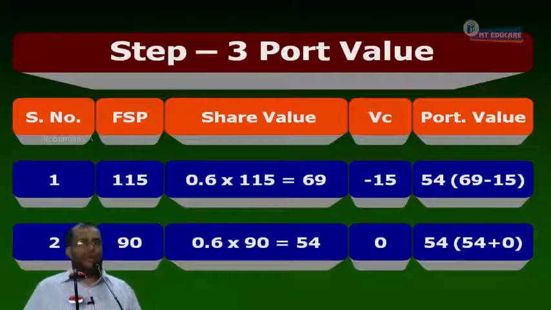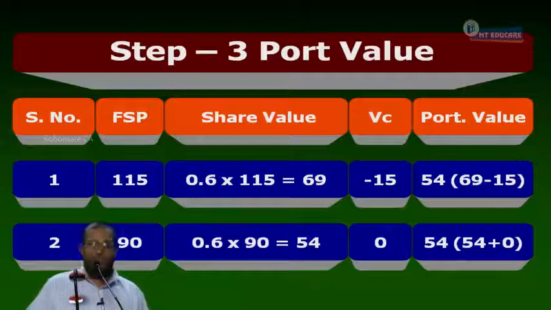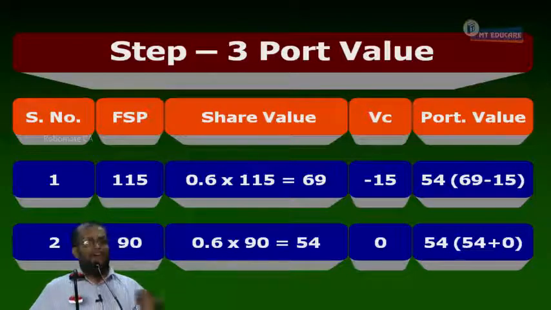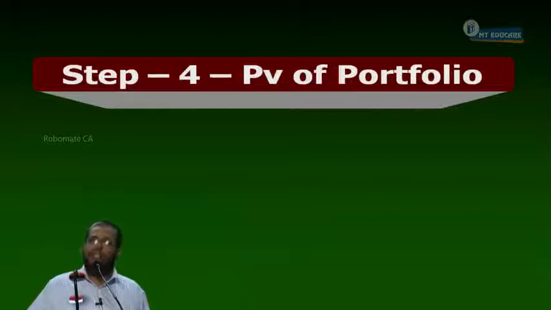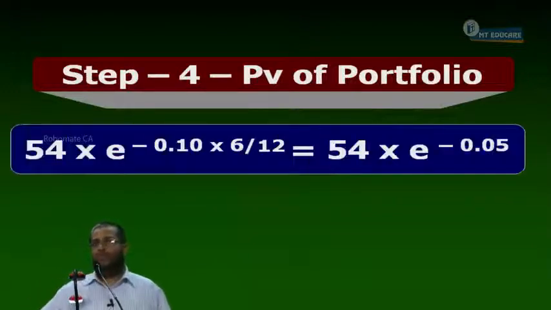Now, whether the FSP is 115 or 90, whatever may happen, my portfolio is always worth what? 54. Is it a risky or riskless portfolio? Riskless portfolio. This is the value after 6 months. If you want to find the value today, you have to discount by 6 months, using what rate? Risk-free rate. Now step 3 or step 4? Step 4: present value of portfolio.